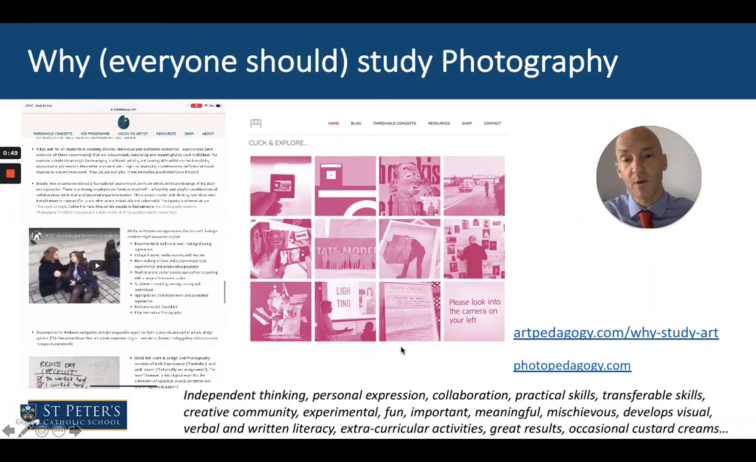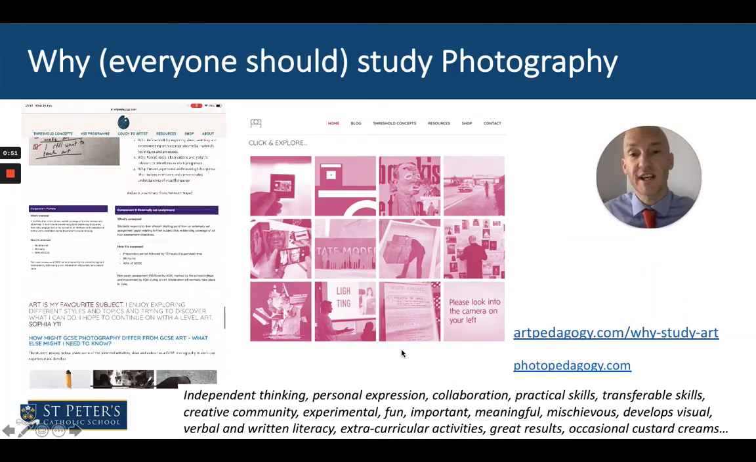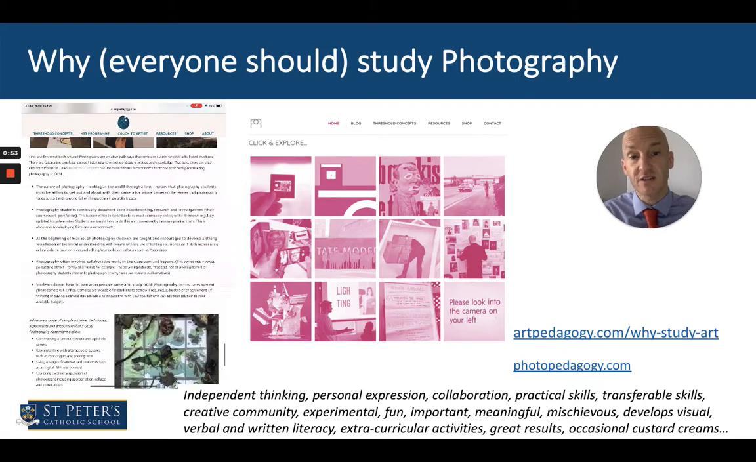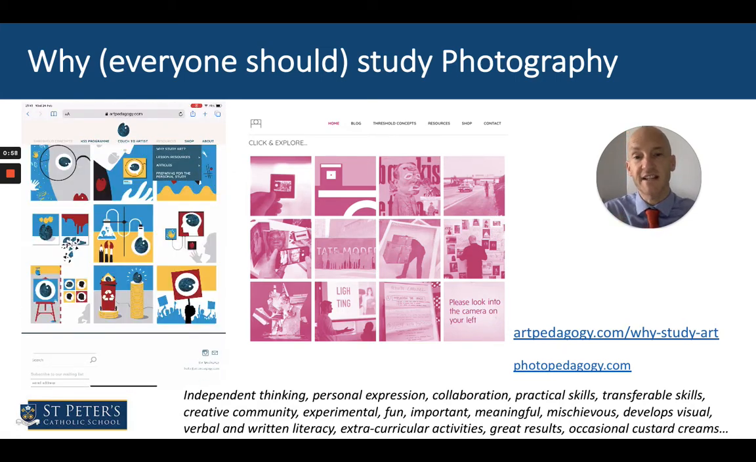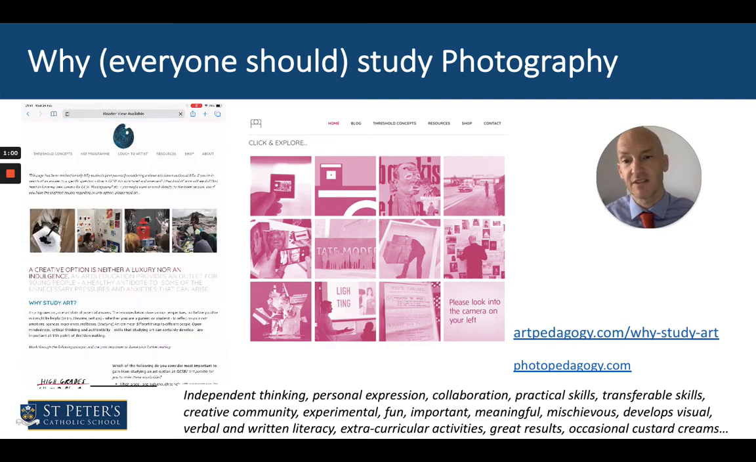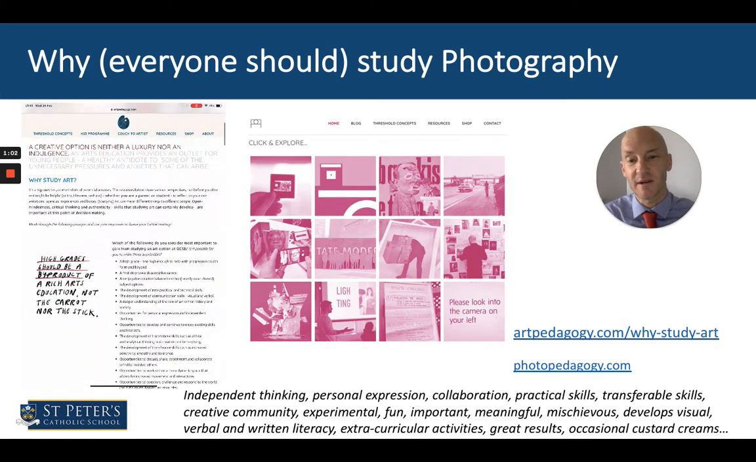There's also our website, photopedagogy.com, which shares all of the project work and loads of ideas relating to photography education. And so that's another important port of call for photography students. So lots of information online to pick up on.